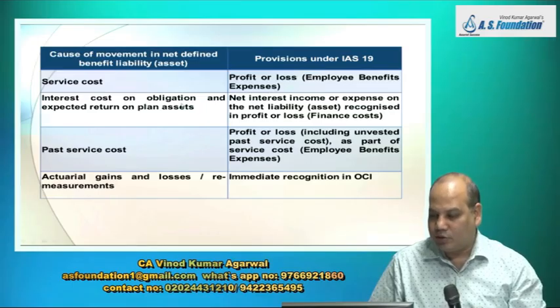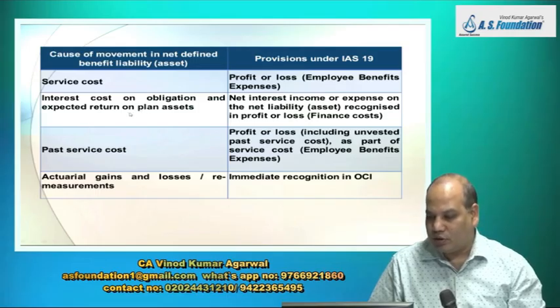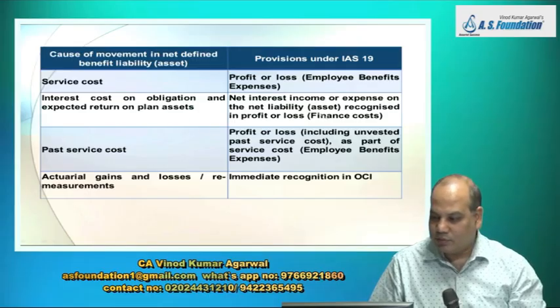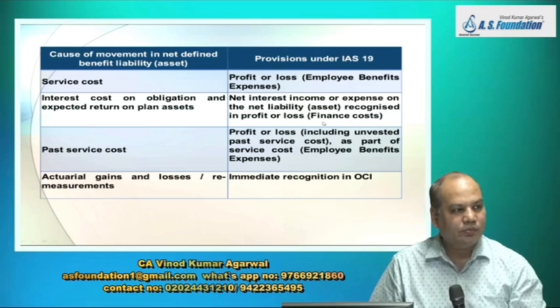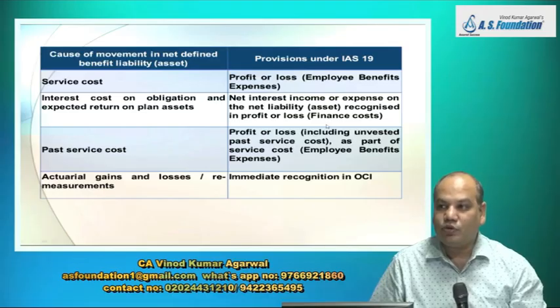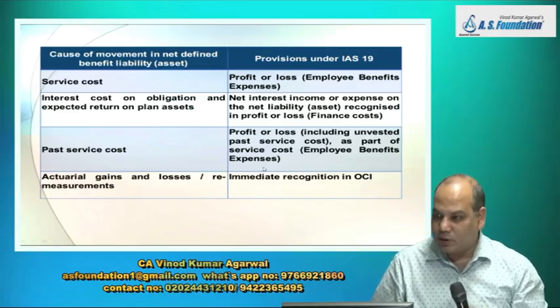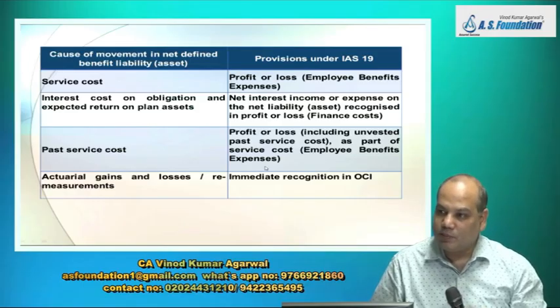Interest cost on obligation and interest on plan asset, that is net interest, will be shown in P&L account under which head? Finance cost. The interest will be shown as finance cost. It will not be shown as employee benefit expense. So the classification will be finance cost. Past service cost, vested and unvested, will be shown in P&L account under which heading? Employee benefit expense.